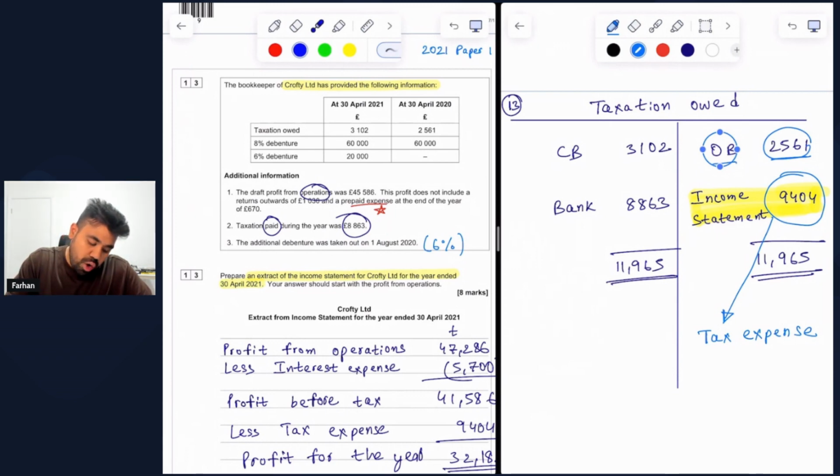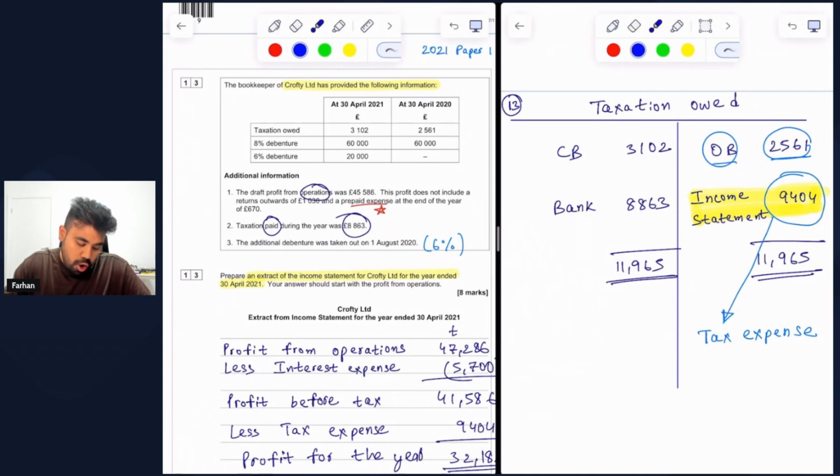So if you look into the question, we know the balance at end of previous financial year, which is 30 April 2020, and that was £2,561 for taxation owed. When this balance would have been carried forward to the new financial year, starting 1 May 2020, then this would become the opening balance. And the opening balance is shown here on the credit side within the T account, as we have already figured out, which means that the closing balance needs to be on the debit side, which is the amount given at 30 April 2021 for taxation owed, and that is £3,102.